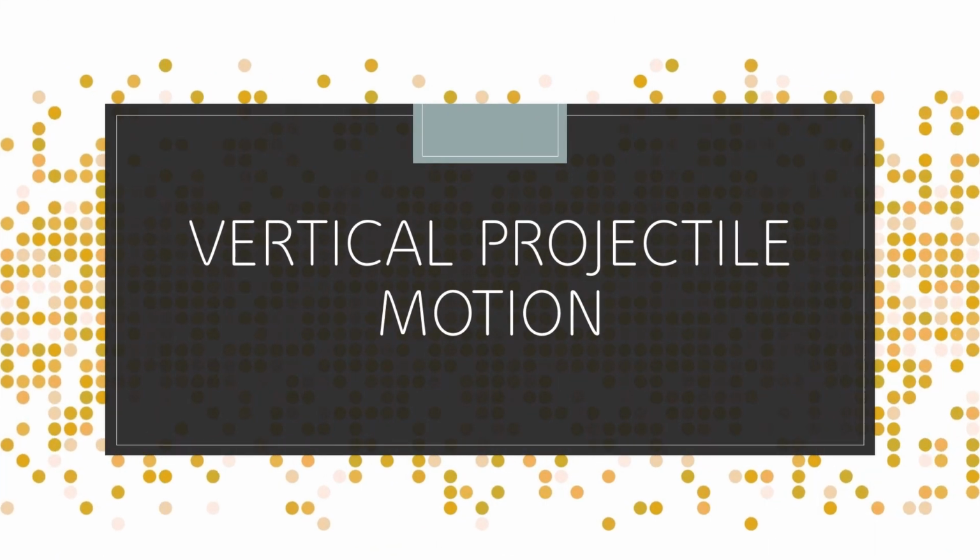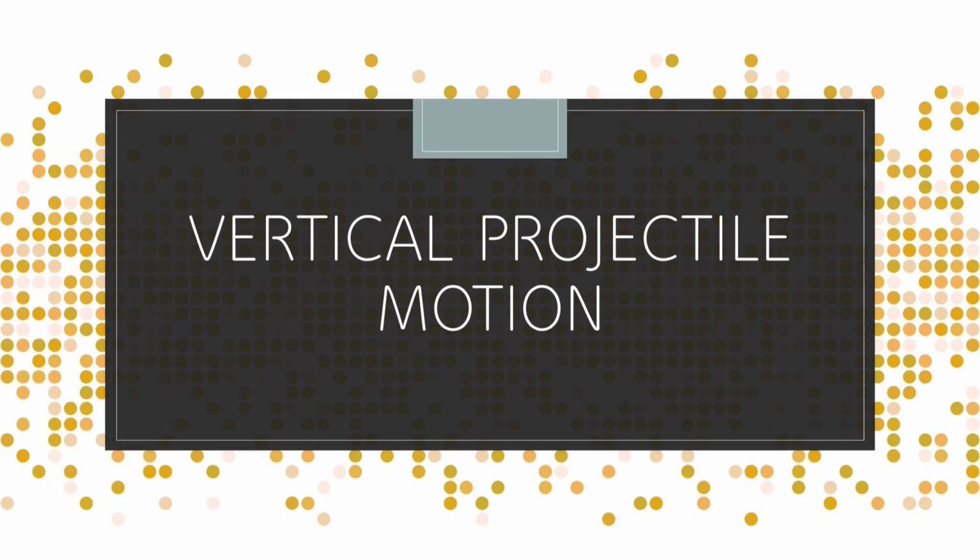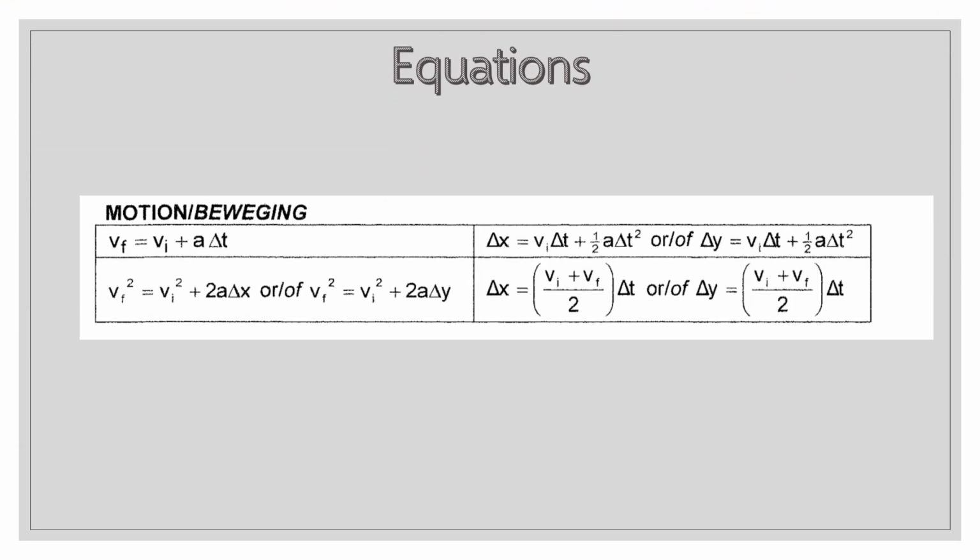Vertical projectile motion, Part 2, Calculations and Explanations. VPM is usually question 3 on your physics paper, and most of the time people struggle with it.